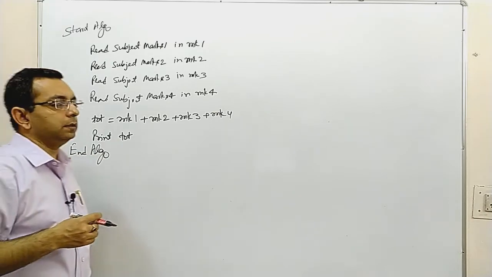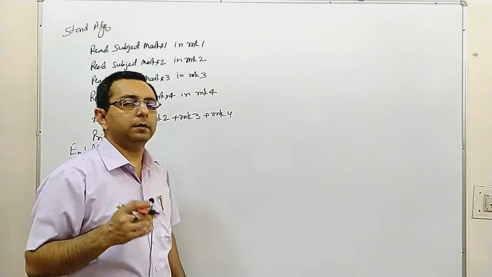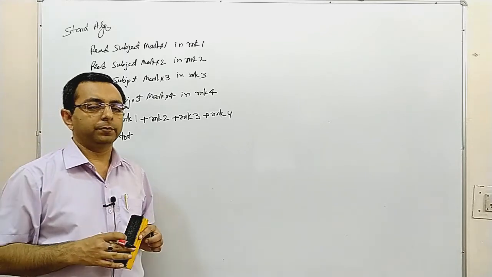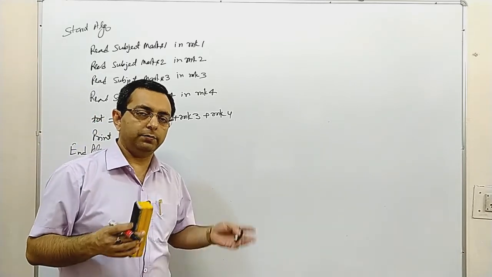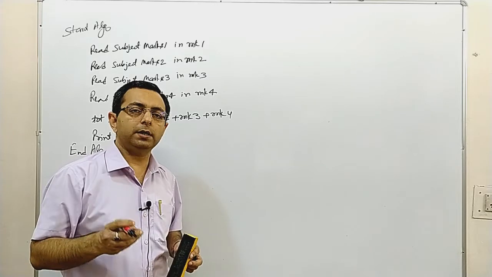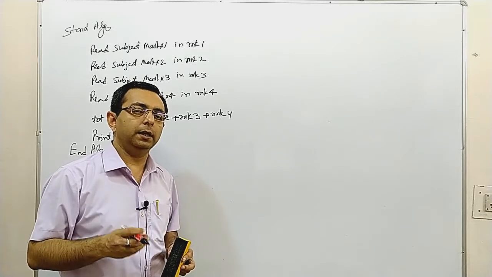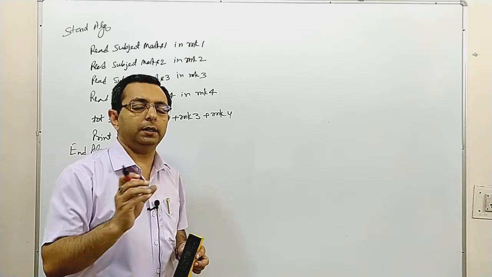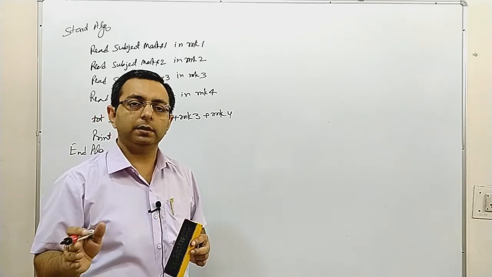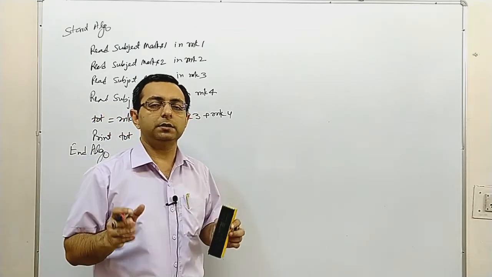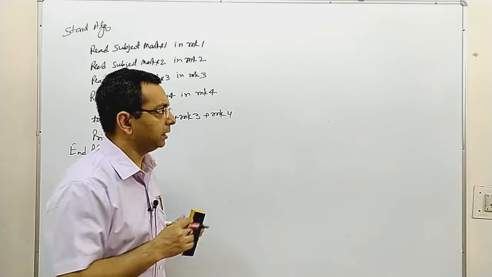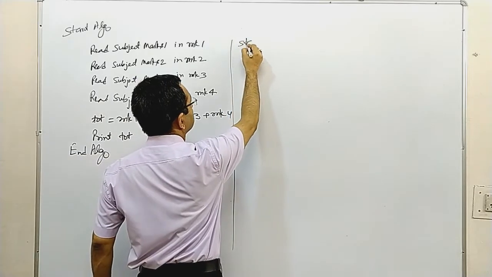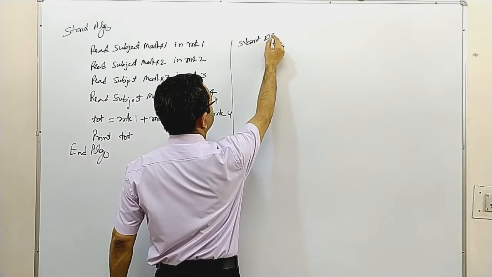Now another question we are taking is that we have to find out the gross salary of an employee. We are assuming any employee is getting basic salary, DA, TA, HRA. The amounts of DA, TA, HRA and basic salary will be given by the user, and we have to find out the gross salary. So start algo.